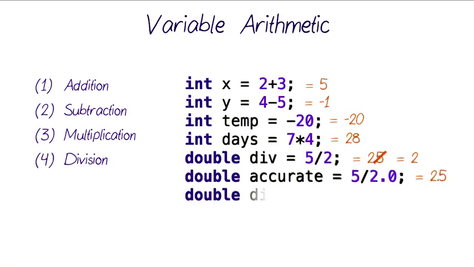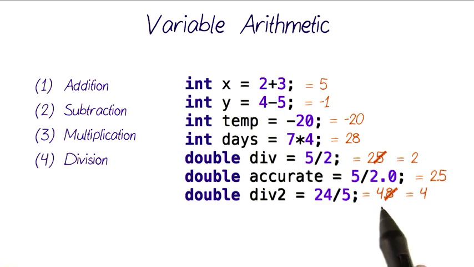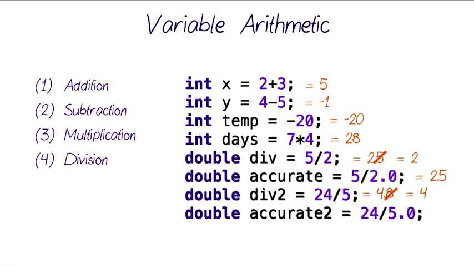This would happen with any division that has only two integers in it, like 24 divided by 5. Even though that would result in 4.8, it will just throw away that fractional part and only store the value 4 into the variable div2. Notice that it's not approximating it to the nearest integer, it's just throwing away that fractional part. So, if you want the actual division of 24 divided by 5, then just make sure that at least one of those two numbers is a double, like 5.0, and that would store the value 4.8 into our variable accurate2 here. We will talk a little bit more about this when we get to the casting very soon.